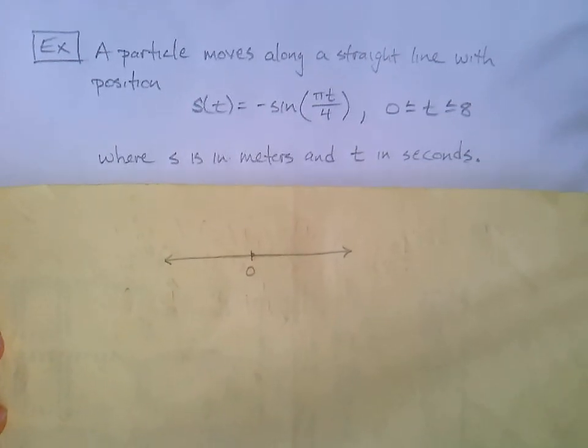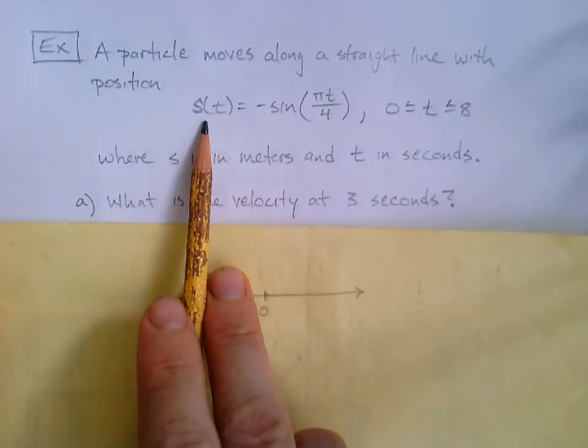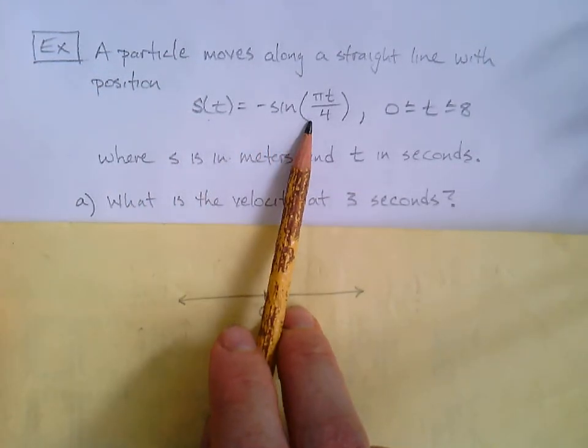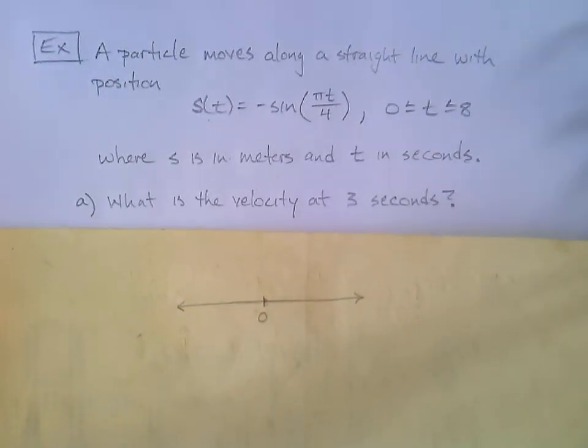Okay. What's the question? What is the velocity of this particle at 3 seconds? 3 seconds after it starts moving, what's the velocity? Well, we know velocity is the derivative of position, so we're going to take the derivative of this, and once we have that derivative, then we're going to plug in t equals 3.